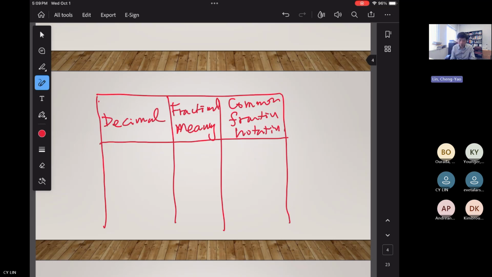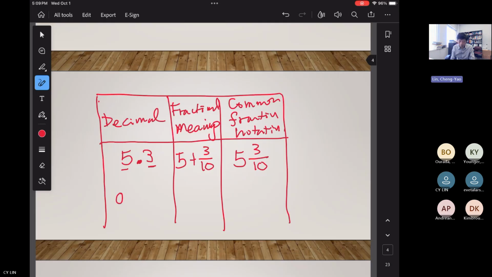So for instance, 5.3. All right. And what is the meaning for this? The meaning goes back to the students' previous knowledge, which is a fraction. So that's the 5 and 3/10. So that's a fractional meaning. And common fraction notation. That means we have 5 and 3/10.